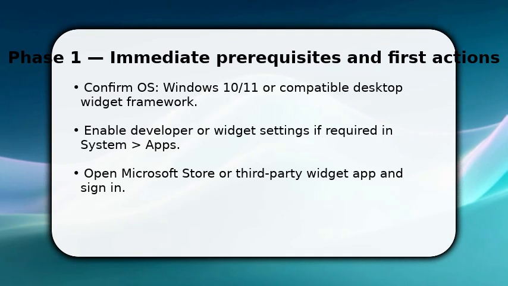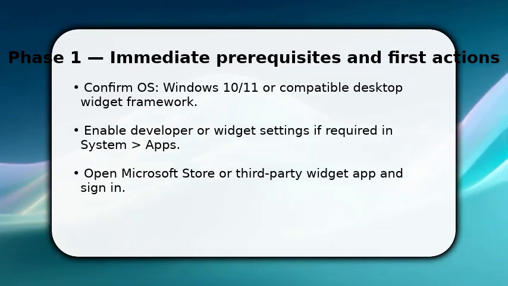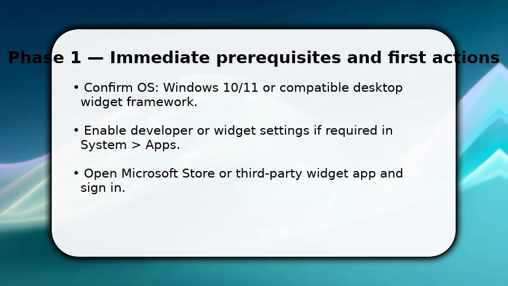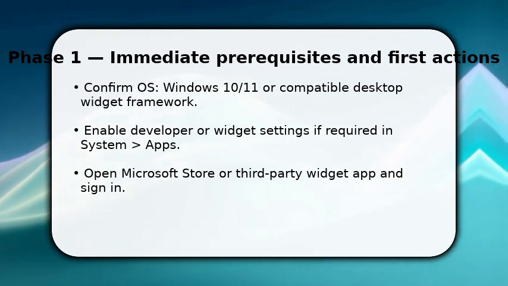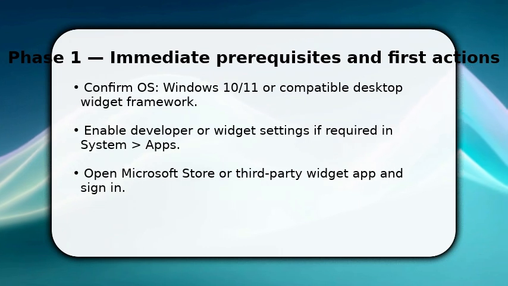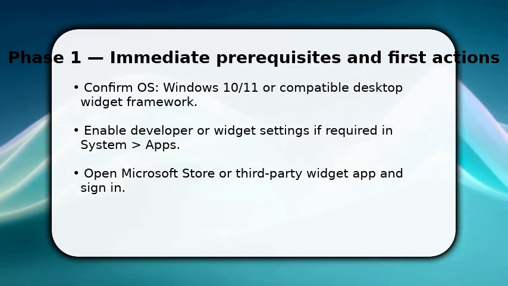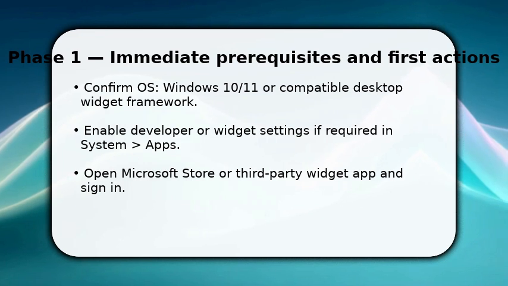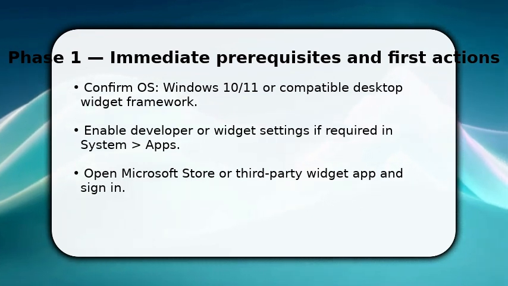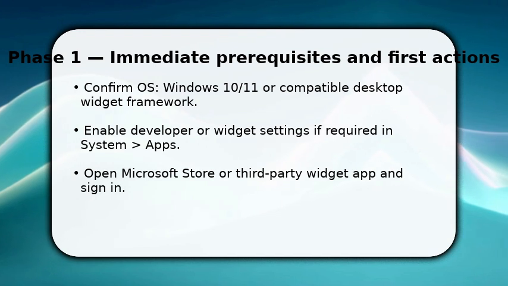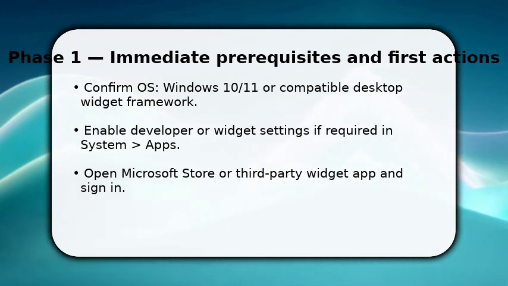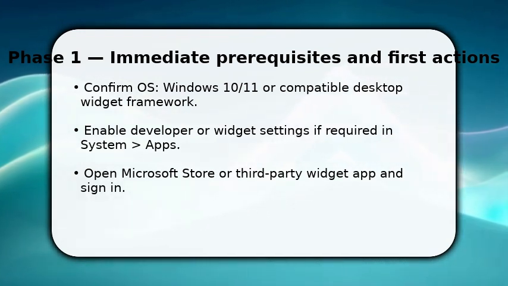You start by confirming your operating system and permissions. This matters because widgets integrate at the system level. Open the Microsoft Store or a trusted widget app, then sign in with your account. Once done, search for the widget by name or category and read the brief description to check compatibility. Make sure to note version numbers and any dependencies. Some widgets require a helper app.